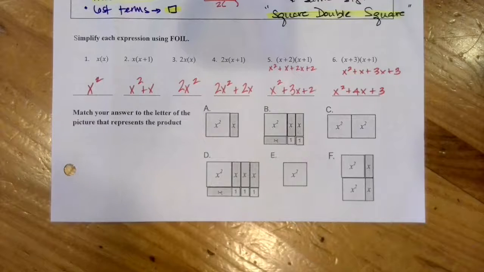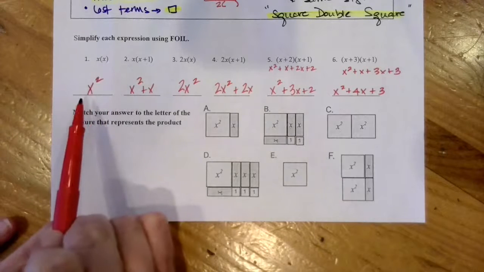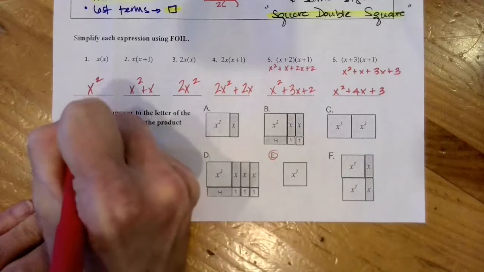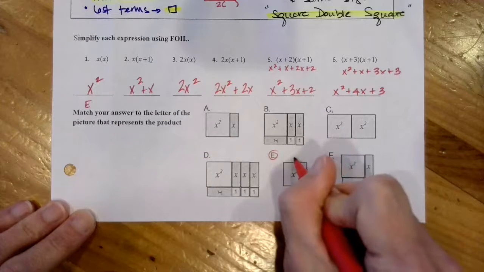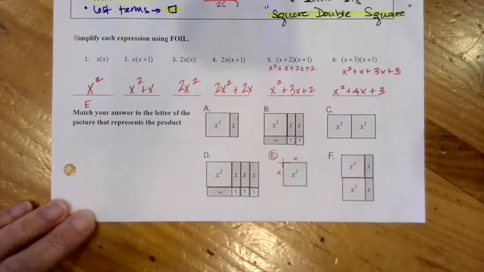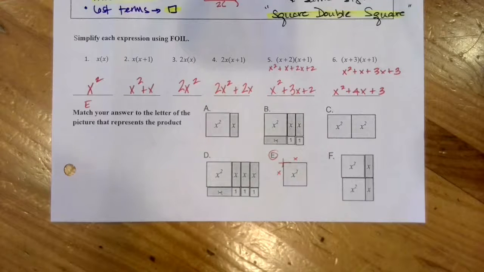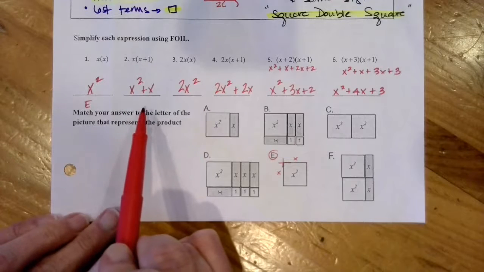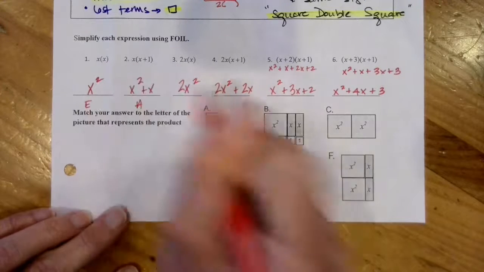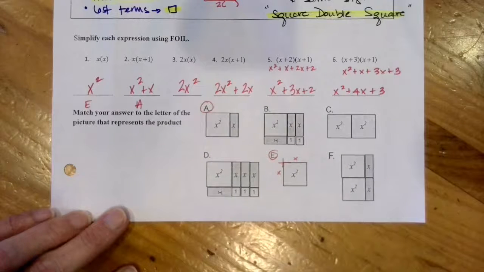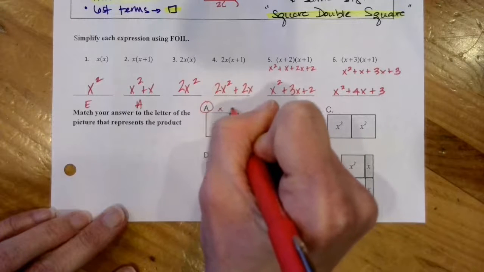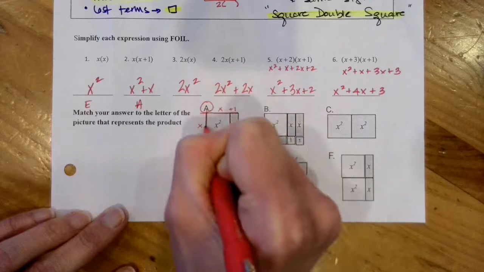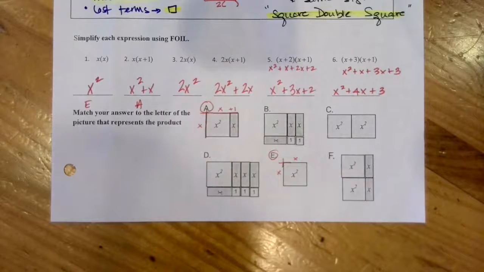All right, so check it out. When I multiply x times x, that's x squared. I'm going to match that up with this one here with e, because this is x times x, which gives me x squared. When I look at x times x plus 1, that gives me x squared plus x. I'm going to match that one up with a, because if you look at it, this is x plus 1, and this is an x, and then I can think about those being factors of that product.